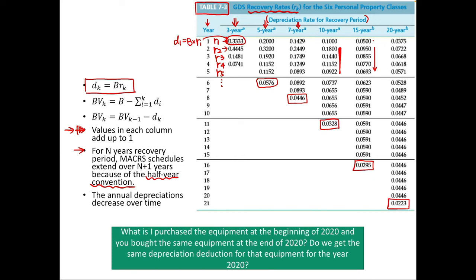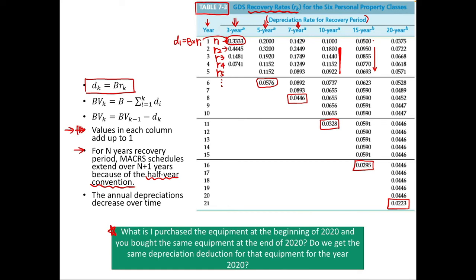So now let's talk about why we have this setup. Why does R1 always look smaller than R2, and why do we have one more row under each column? For the 3-year column, why do we have R4? Why do we have a recovery rate after the 3 years? All of this is because of one situation.